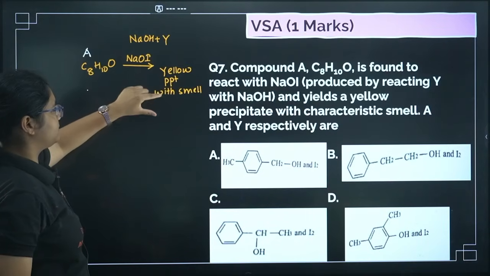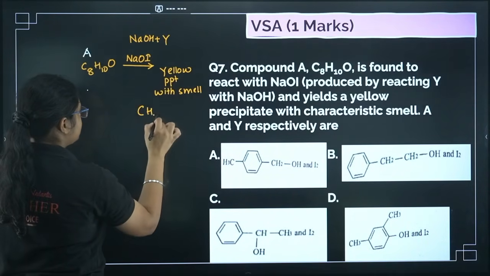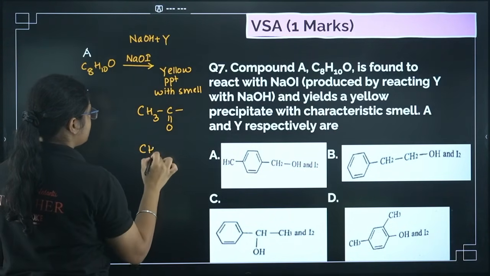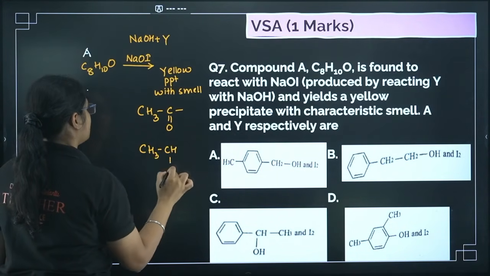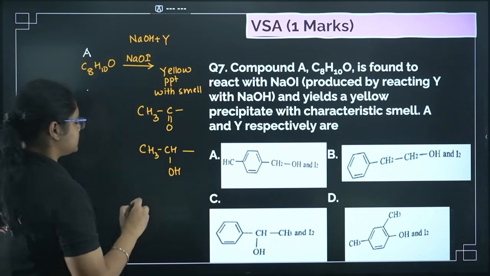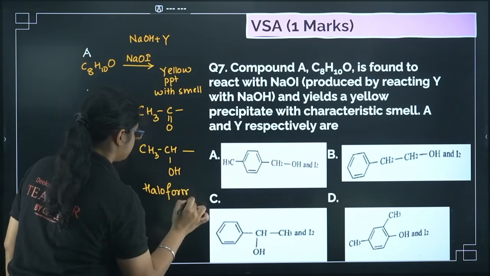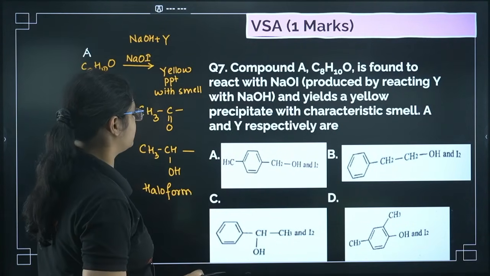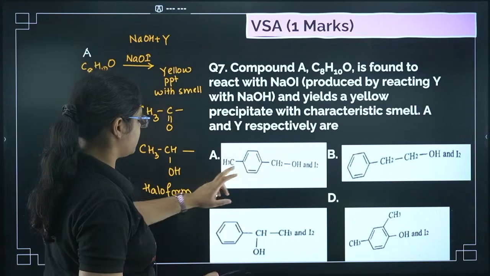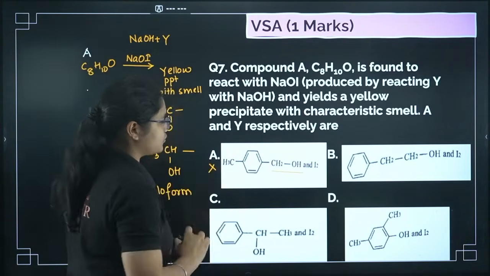Now see, if you are getting a yellow precipitate, that means you must have this group, either this group or this group in your compound. This is your haloform reaction. Which reaction is this one? Haloform reaction. So now we can see in which of these compounds we have these two groups. I need to have CH3CHOH. That is not present in this one. It is having CH2OH, so eliminate this option.